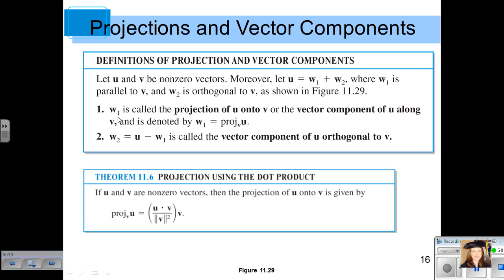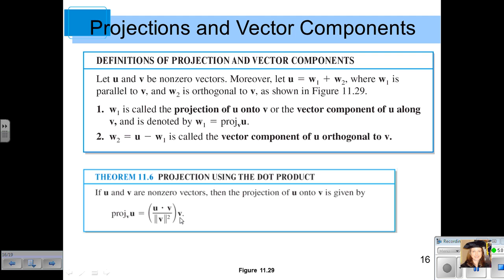W1 is called the projection of u onto v, or the vector component of u along v, and is denoted by W1, which is equal to the projection of u onto v. Notice the way that it's written. U is bigger and the v is much smaller in subscript, so you're projecting u onto v. W2 is equal to u minus W1, and this is called the vector component of u that is orthogonal to v. This is a formula that's used to determine the projection of u onto v. It involves using the dot product and the magnitude as well as a scalar multiple.